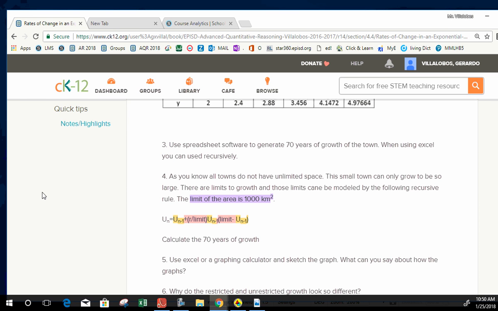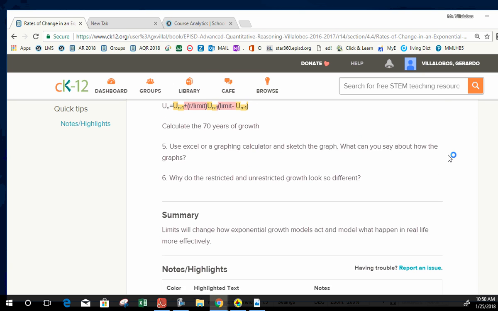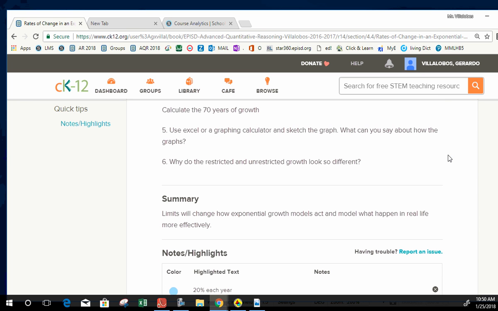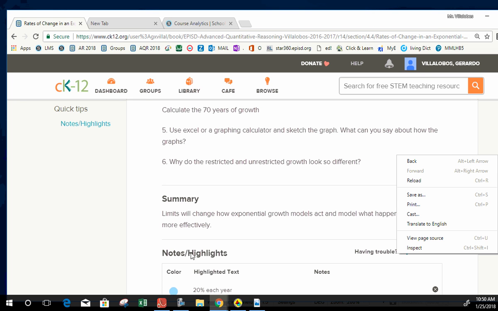And what were they? So number 4, calculate the 70-year growth. So we did that. After 70 years, it does fill up. And number 5, use the graphing calculator and sketch the graph as shown. You can see about the graph. And why do you think restricted and unrestricted looks so different? Well, let's take a look.